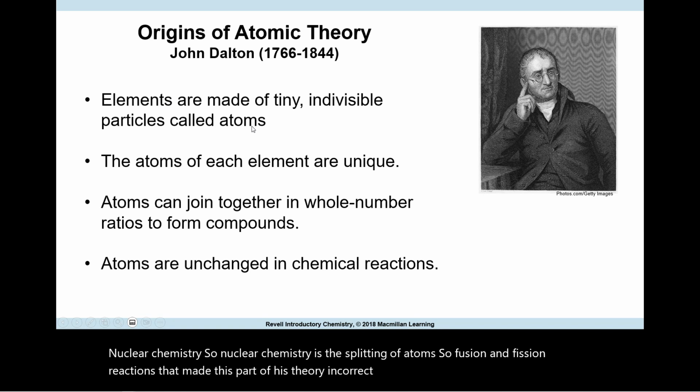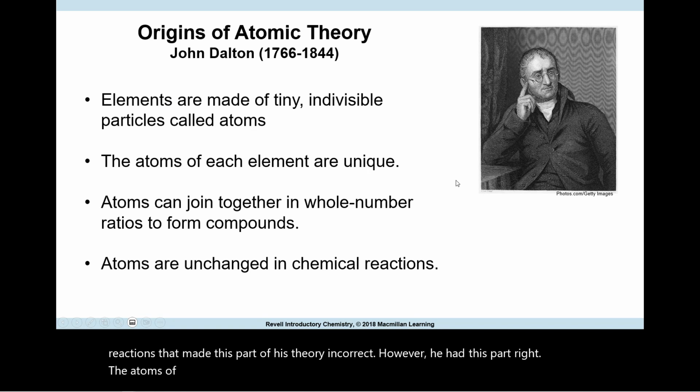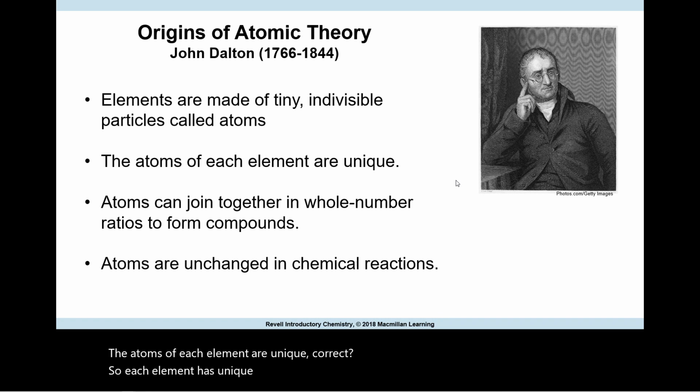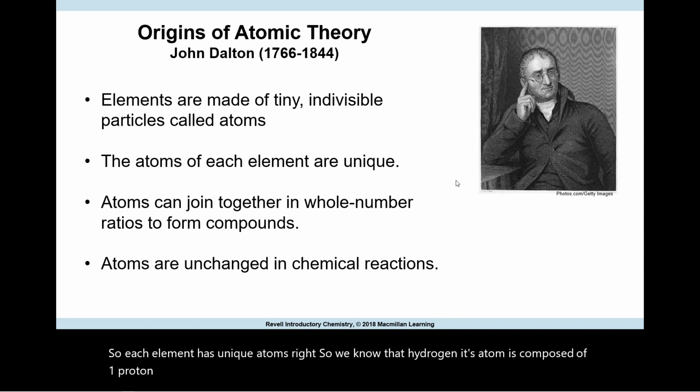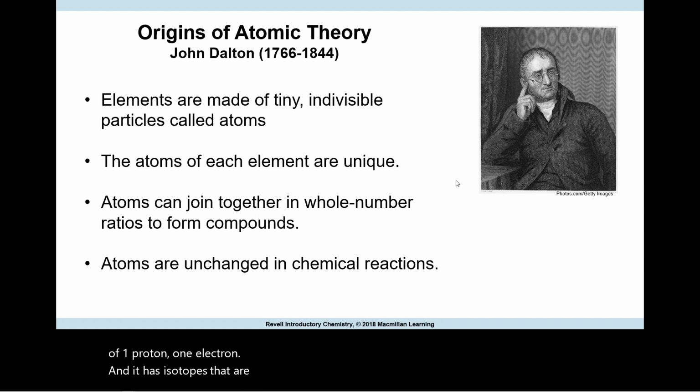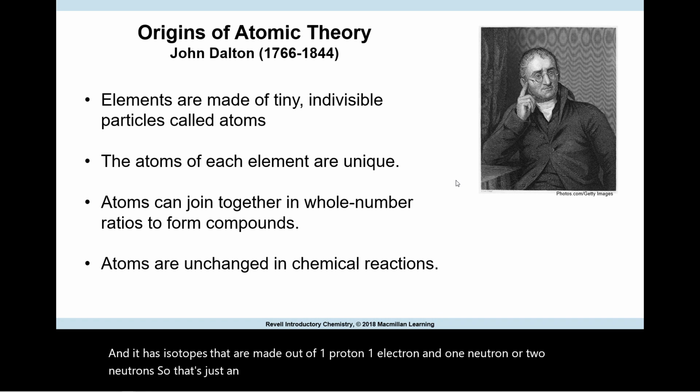However, he had this part right. The atoms of each element are unique. Correct. So each element has unique atoms, right? So we know that hydrogen, its atom is composed of one proton, one electron. And it has isotopes that are made out of one proton, one electron, and one neutron, or two neutrons. Okay, so that's just an example, but that's unique to hydrogen.